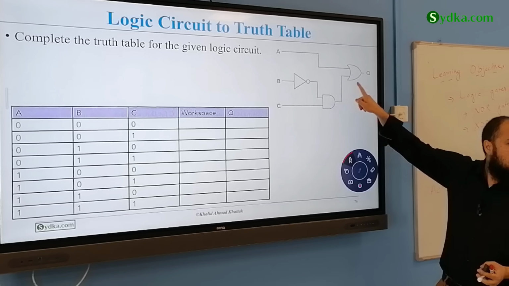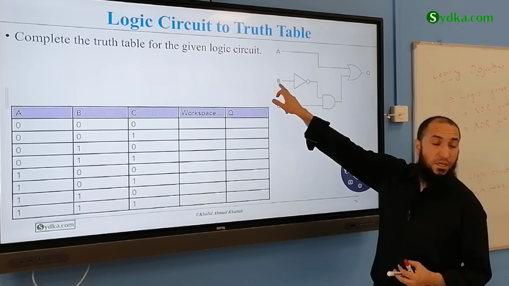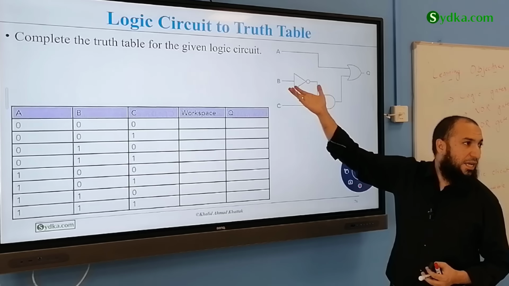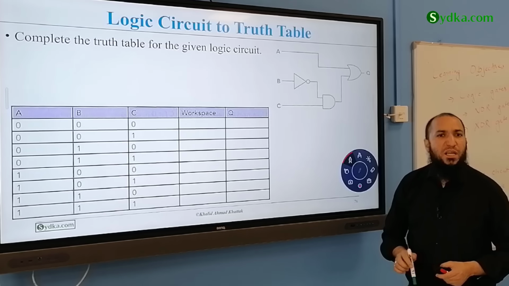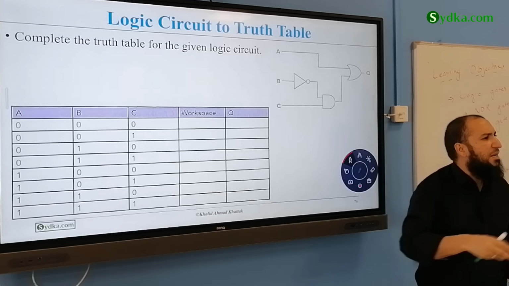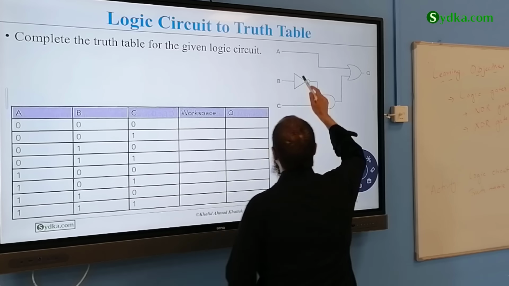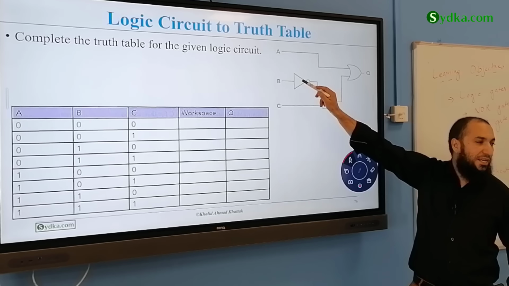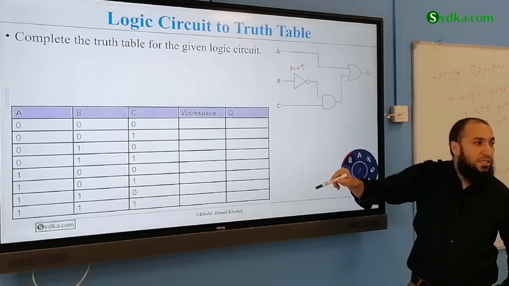Which one? A, B, C, the inputs. This one. It's a gate, one of the gates. Okay, good question. Let's do it one by one, then we give time. Let's draw it first. I'm going to explain to you. Let's draw it first, and then we'll go through it together. Okay, which gate is this? AND gate? No, it's not the AND gate. NOT gate. Only this one, the NOT gate.